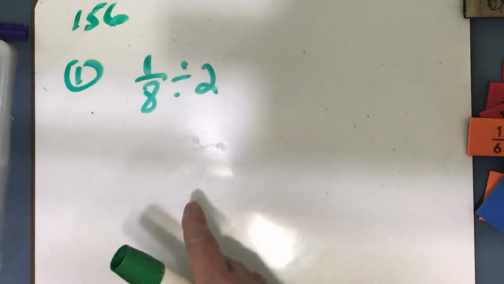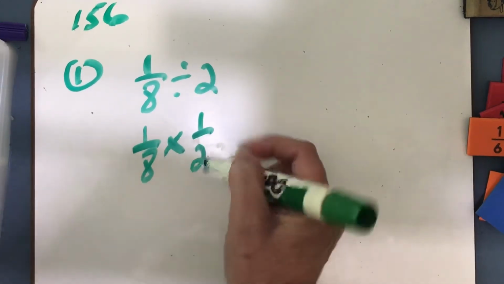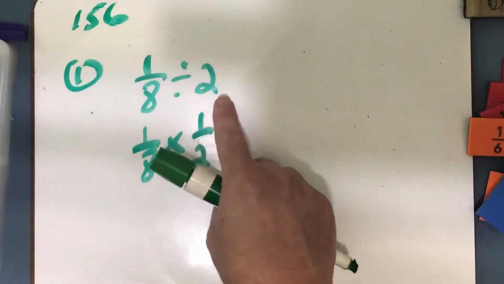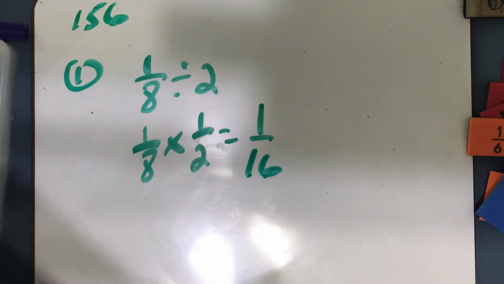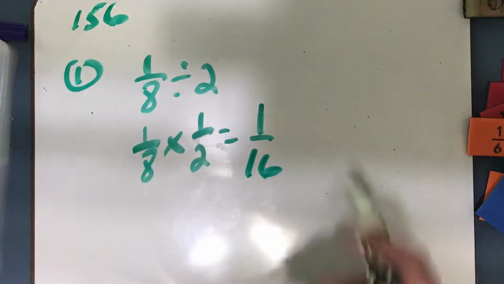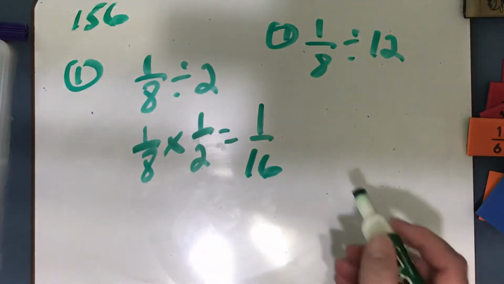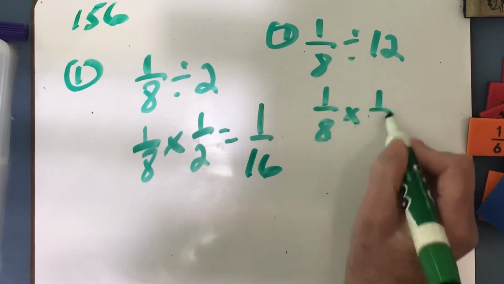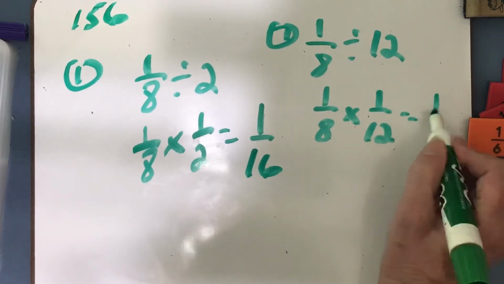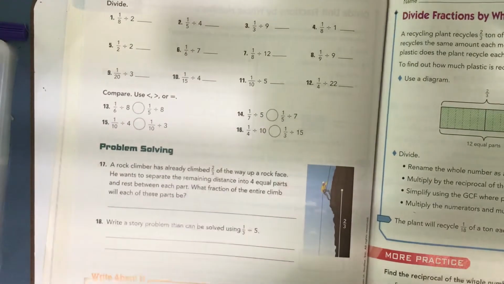So I will multiply by the reciprocal of the divisor. So 1/8 times 1/2, because the reciprocal of my divisor is 1/2. Remember, the reciprocal of a whole number is a unit fraction. So this equals 1/16. All right, number 7 says 1/8 divided by 12. So I'll multiply by the reciprocal of the divisor. So 1/8 times 1/12 equals 1/96.